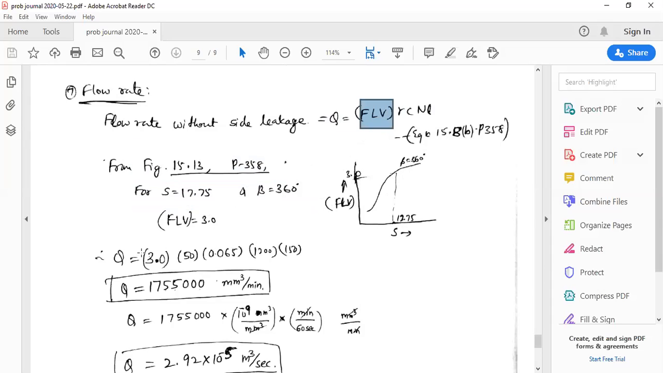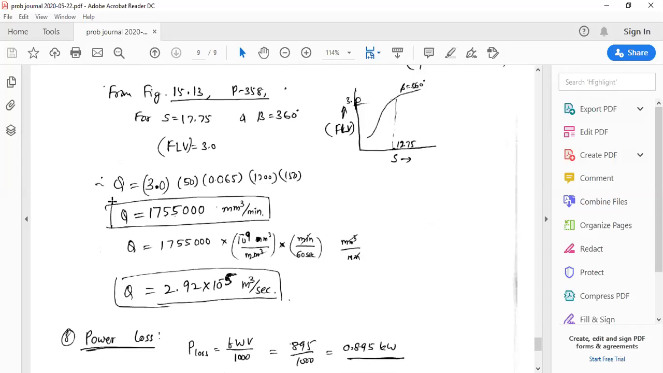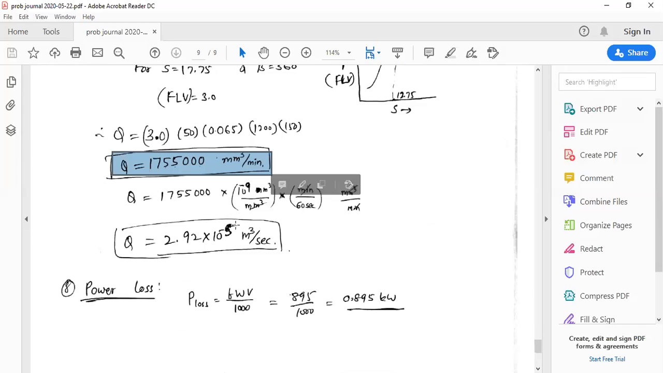So here the value of FLV3, if it is substituted, R is radius 50 mm, C is radial clearance 0.065, N is RPM 1200 RPM, L is length of the bearing 150 mm. So the value of Q that is obtained here is 17 lakh 55,000 mm cube per minute.